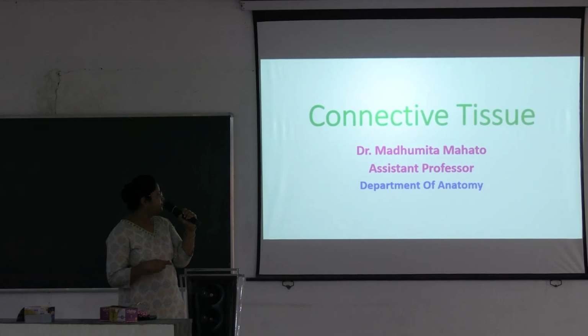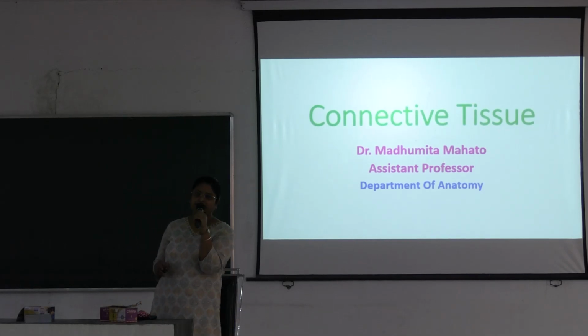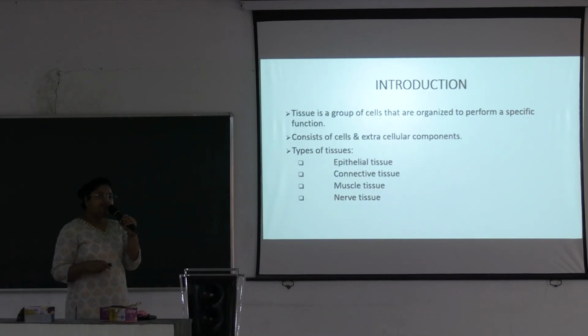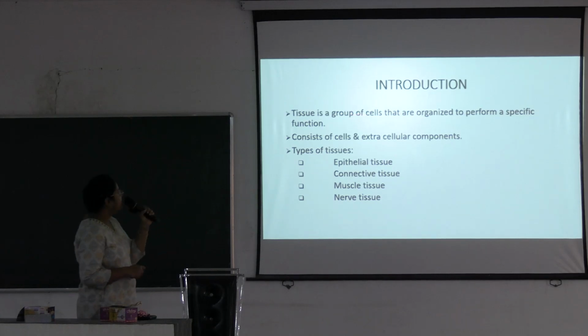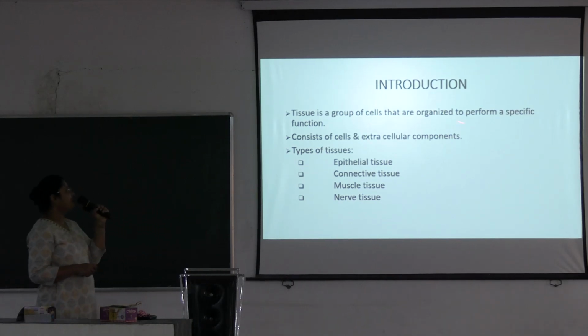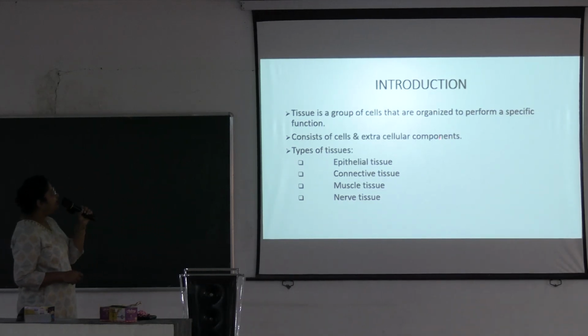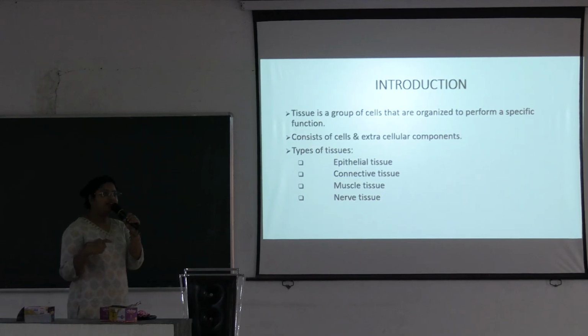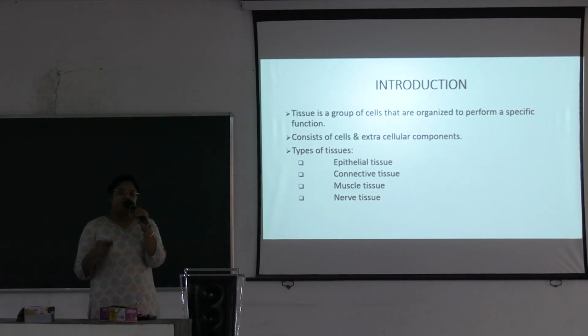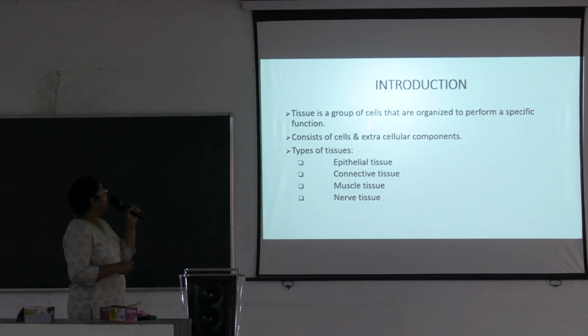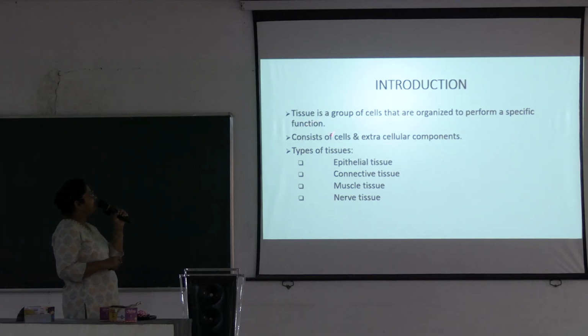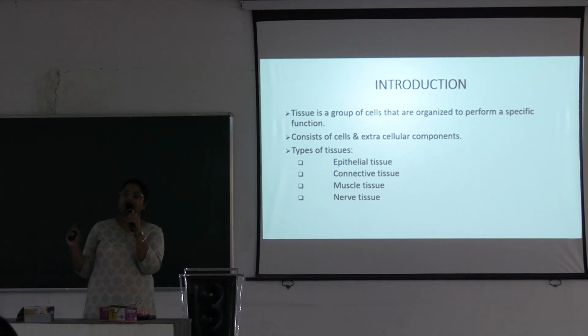Okay, so today we are starting connective tissue. So tissue, what is tissue? Tissue is a group of cells that are organized to perform a specific function. You have read in biology. So, definition of tissue, and it consists of cells and extracellular components, extracellular matrix.